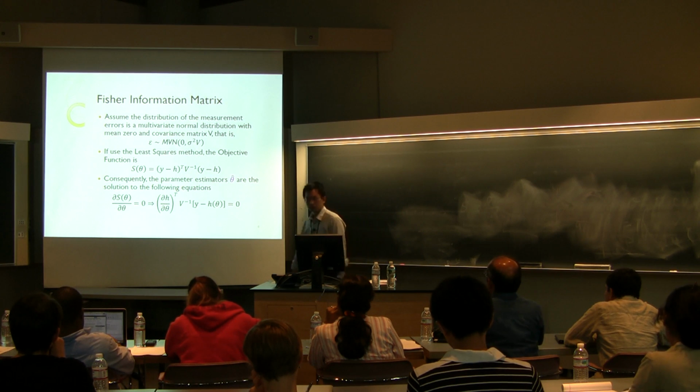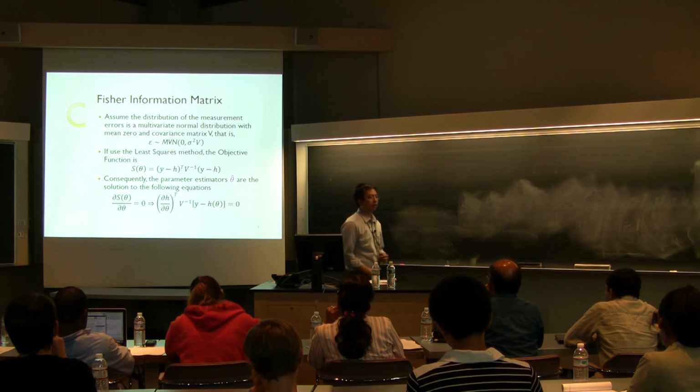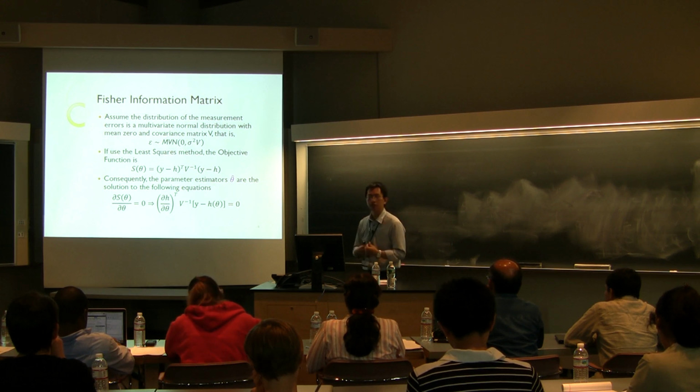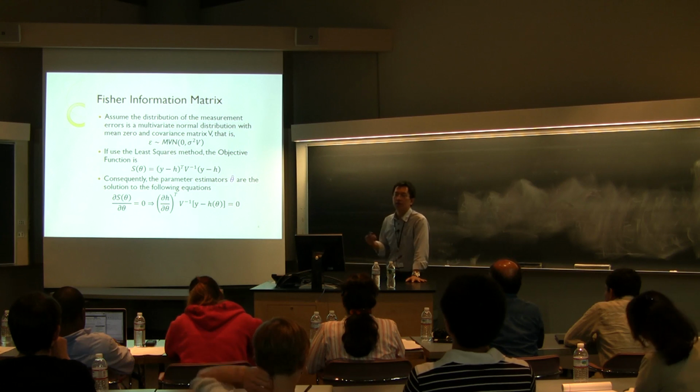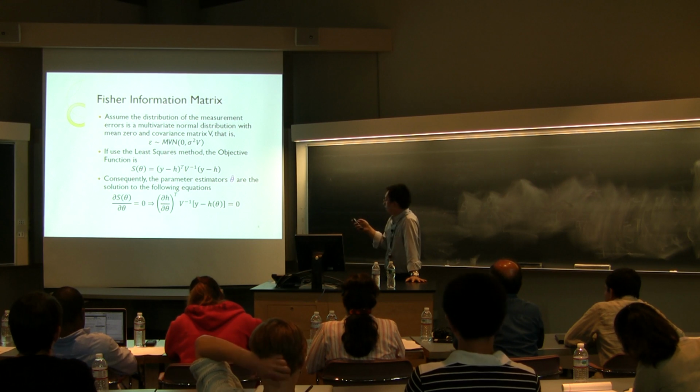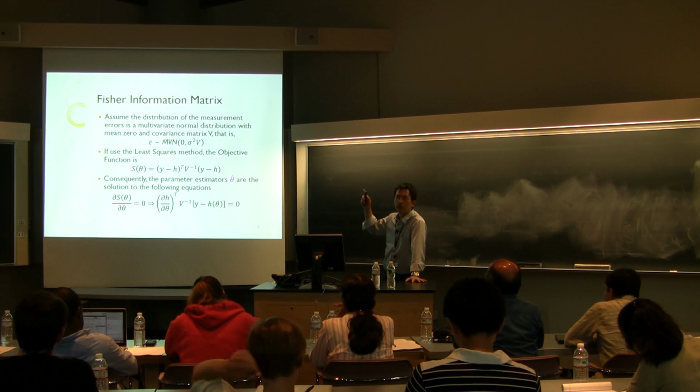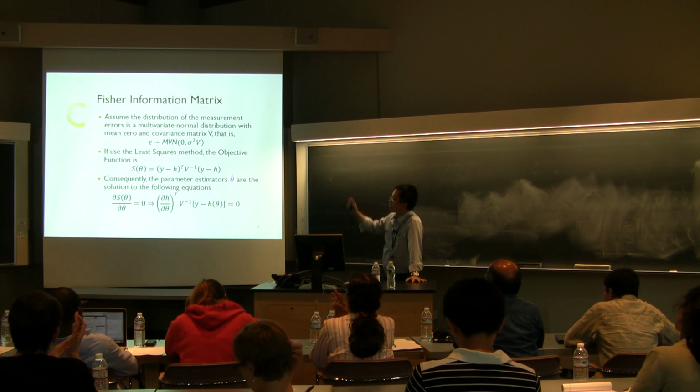So to calculate confidence interval, the classical method is called the Fisher information matrix. Here I don't want to talk too much about the technical details, but anyway, let's just go through the basic steps of how we derive this Fisher information matrix.